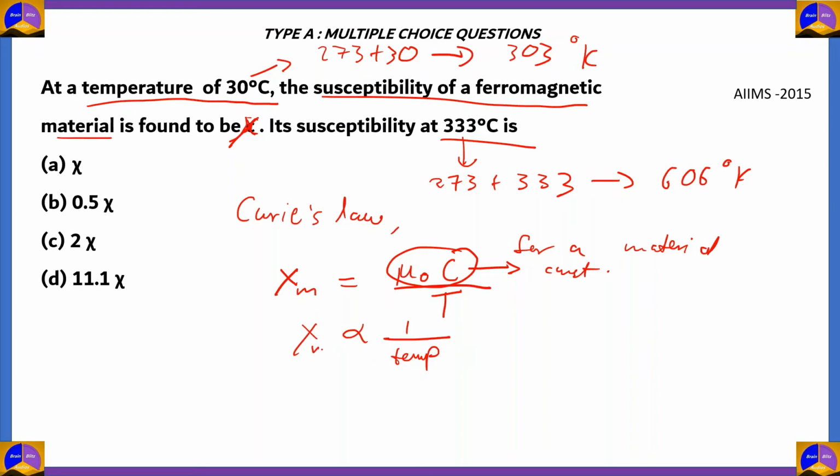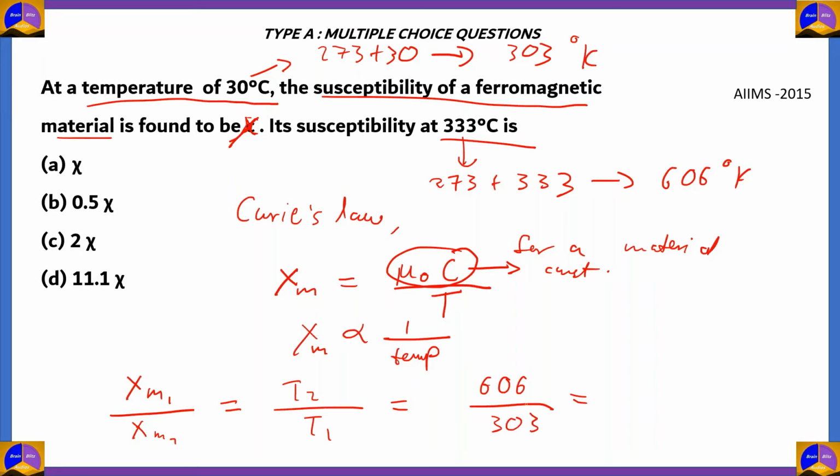Now, since magnetic susceptibility of a material is inversely proportional to its temperature, magnetic susceptibility in the first case divided by magnetic susceptibility in the second case will be equal to temperature in the second case divided by temperature of the first case. Temperature in the second case is 606 divided by temperature of the first case, 303. 606 by 303 on dividing gives you 2. So the ratio is magnetic susceptibility of 1 divided by magnetic susceptibility of 2 is equal to 2.